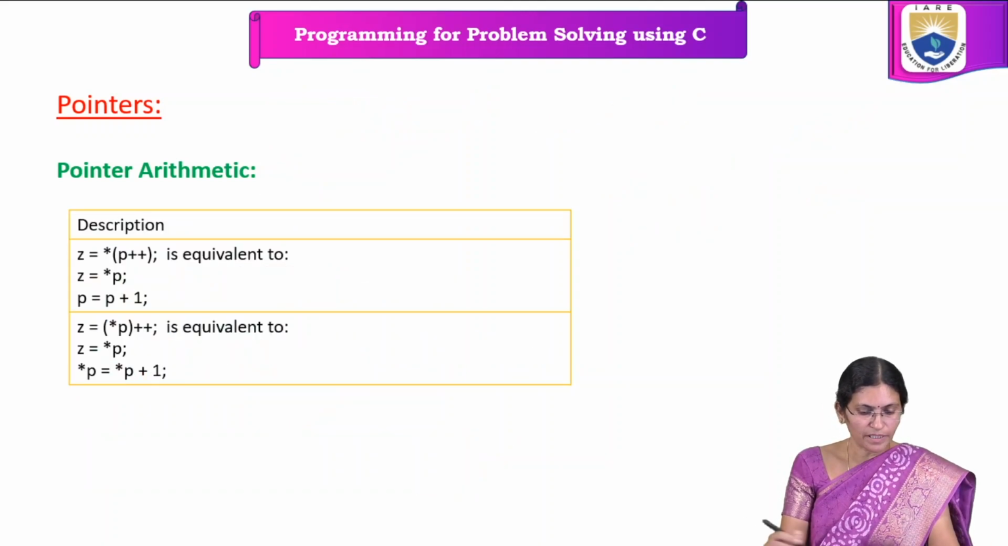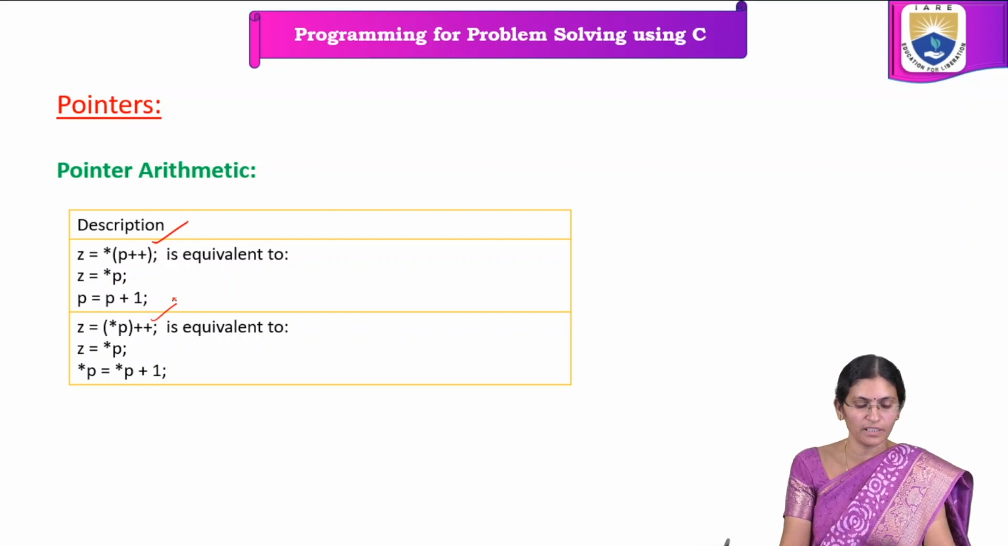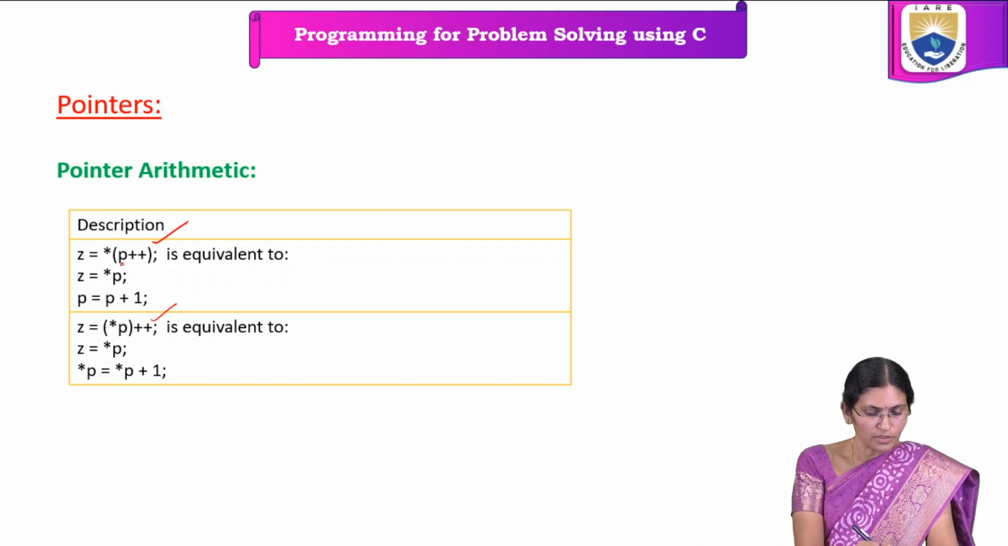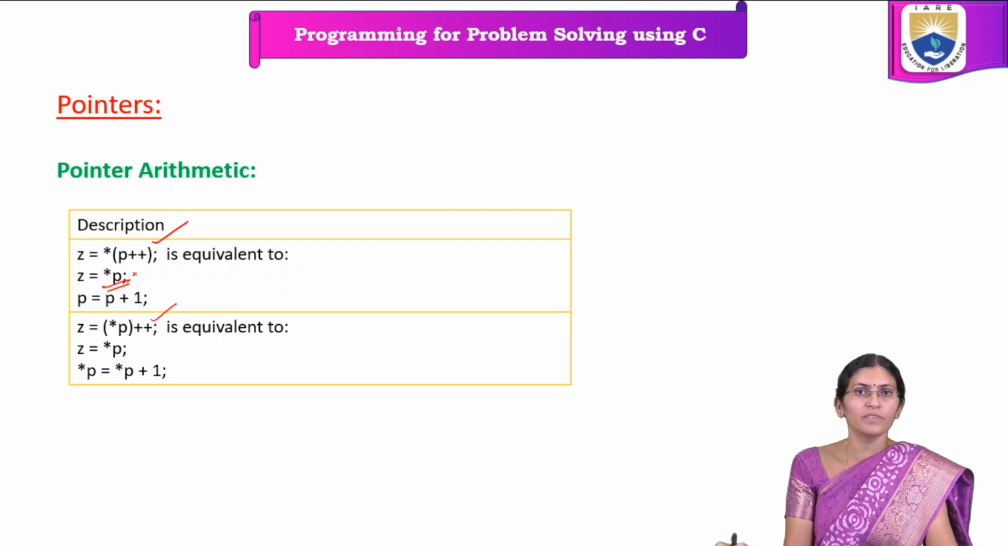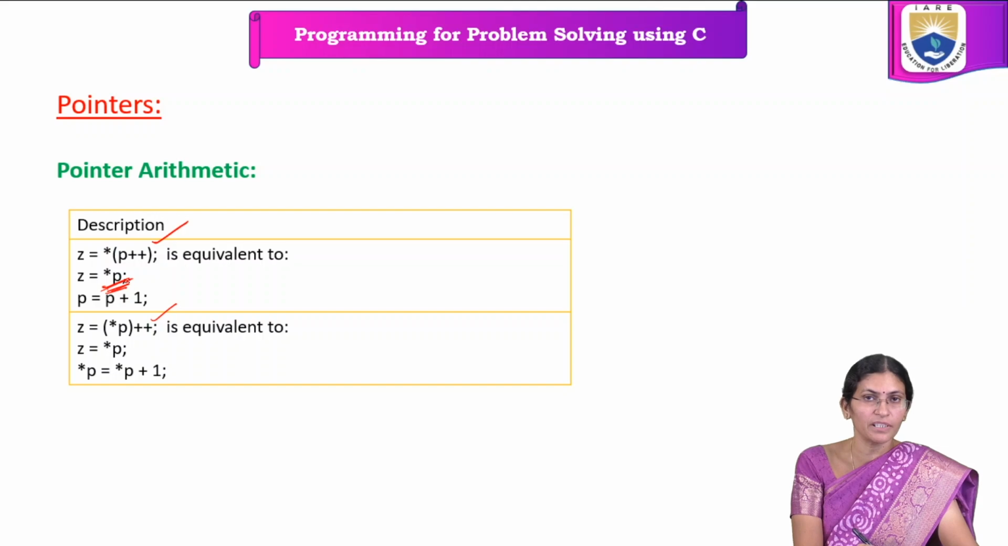Next, pointer arithmetic. This is post increment, and this is also post increment, but we are using it in a different way. First the value at this address will be dereferenced, and that value is assigned to the variable z. Then after that, the pointer value will be incremented by 1. That means it will point to the next element of the array.